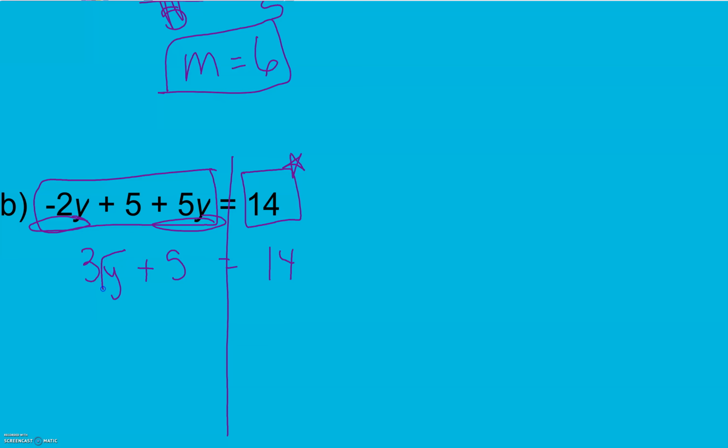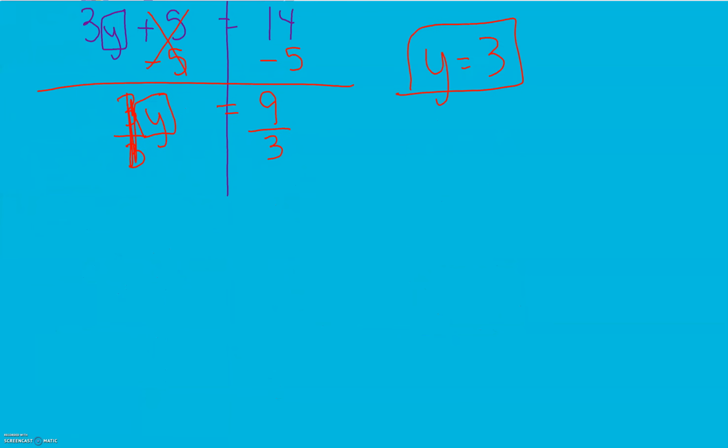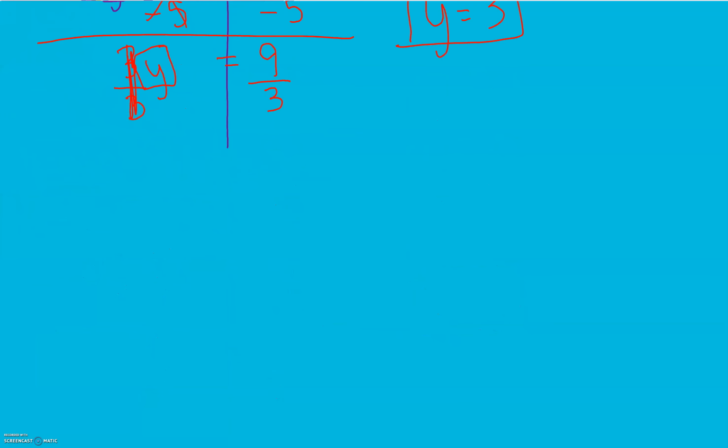Now to get y by itself, 2 things are happening. It's being multiplied and it's being added. We get rid of our addition first by subtracting. That's how we get it to 0. 5 minus 5 is 0. 14 minus 5 is 9. We have multiplication, which we get rid of by dividing. And whatever I do to one side, I've got to do to both. So y equals 3. And again, we can plug that in to check, and it will check there.